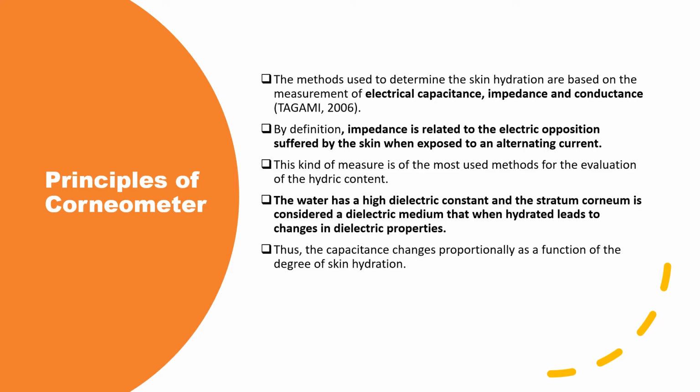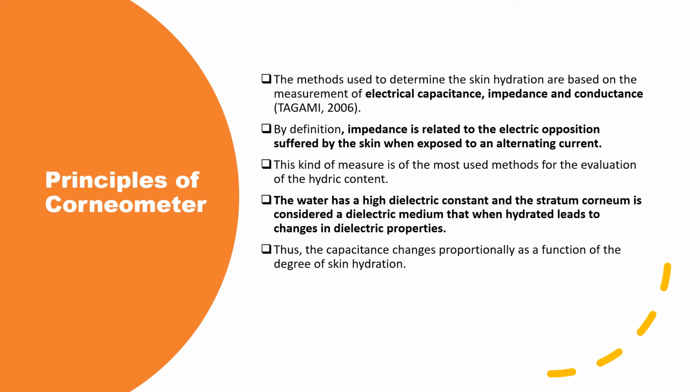Now by definition, impedance is the electrical opposition suffered by the skin when exposed to an alternating current. So when a current is passed, the difference in the dielectric constant is measured by a probe. Now what is a probe? This equipment is very simple. It comprises a measuring electrode, a rod type of device attached to your monitor screen, which gives you the exact values. It is a very simple equipment.